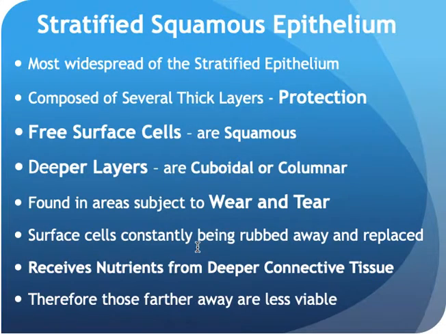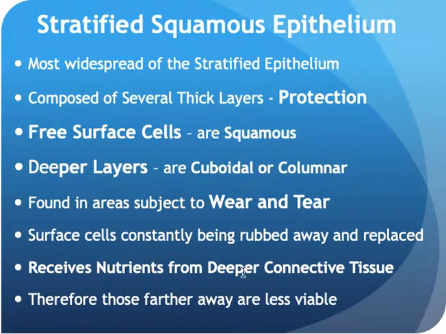Again, composed of several thick layers, which allows it to be more protective. The free surface cells are going to be squamous. Okay, so that's how I get the name, right? So stratified, more than one layer. Squamous is what that top layer looks like. The deeper layers can be cuboidal, they can be columnar. Going to be found in areas subject to wear and tear. The surface cells are constantly being rubbed away and replaced.